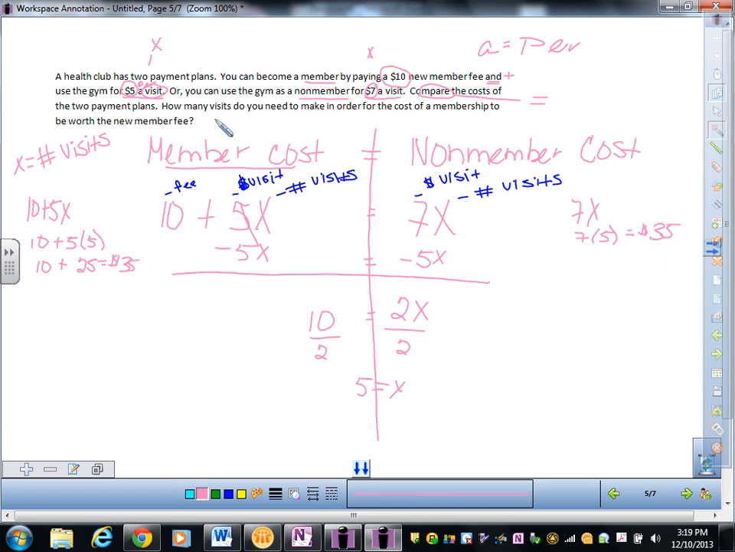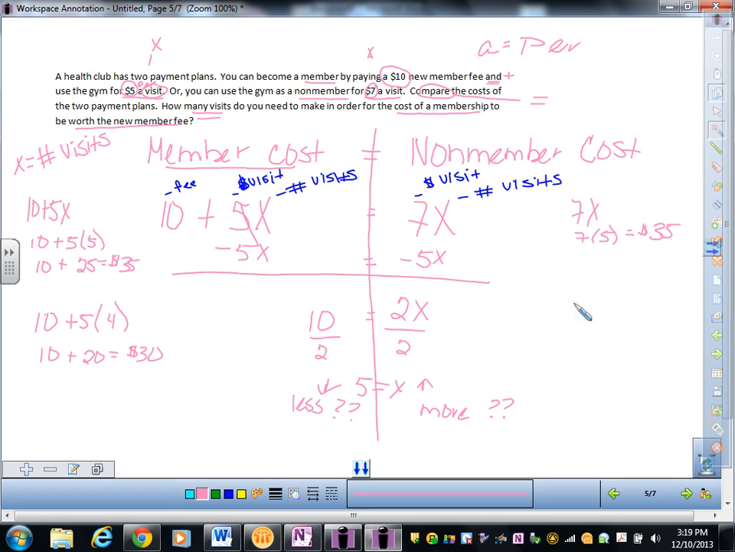But they want to know how many visits I need to make in order to make the cost of a membership worth that $10 fee. So I either need to go less times or more times than 5. So either less times or more times. We need to know. So what we can do is plug in a number less than 5. So 10 plus 5 times a number less than 5, which we can do 4. And we have 10 plus 20 equals $30.